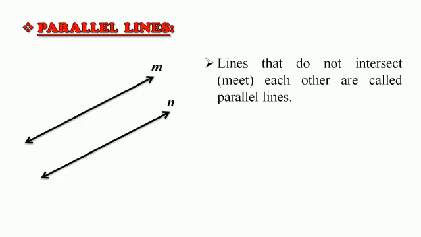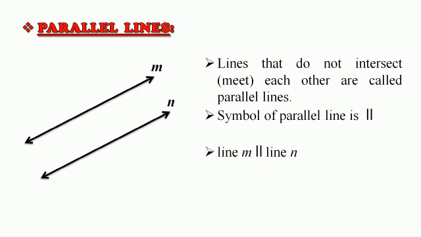Parallel lines. Lines that do not intersect each other are called parallel lines. Even if we extend these lines, they will not meet at any point. Hence, we say they are parallel to each other. The symbol of a parallel line is as shown on the screen. It is indicated by two vertical lines that symbolize the parallel lines. Based on the figure, we can say line M is parallel to line N.